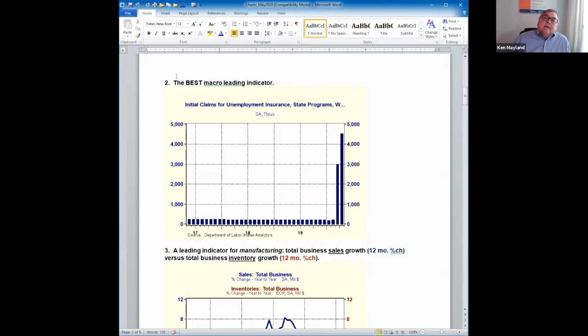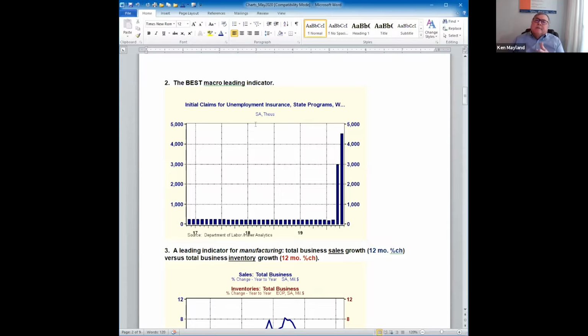I say in my little description here, this is probably the best macroeconomic indicator and leading economic indicator that you can follow. I've said sometimes in my presentations, if you're going to just follow one economic indicator, this one is probably the best one to follow because it has just such a long history of anticipating changes in the economy.